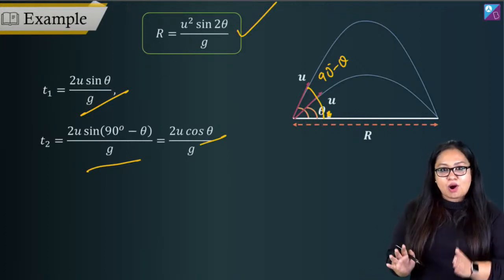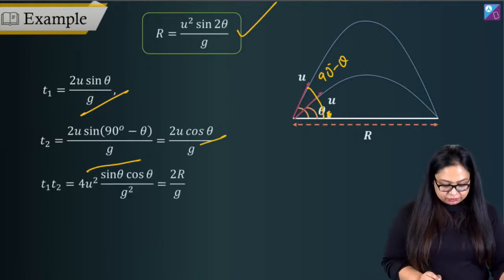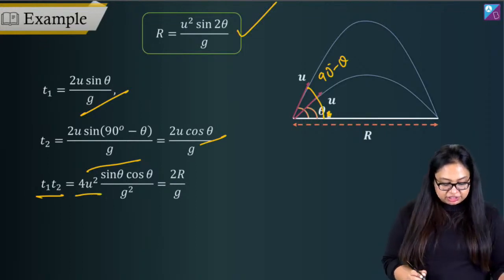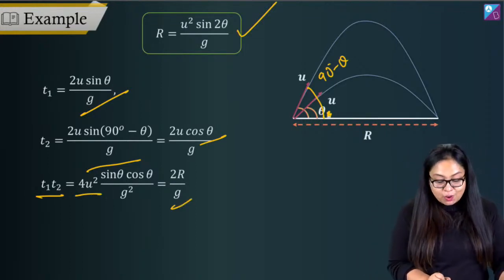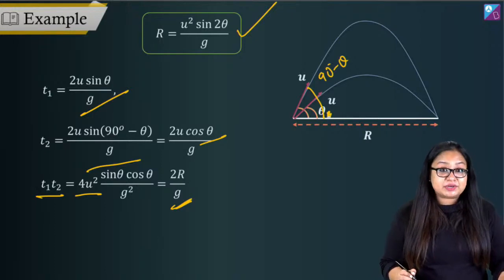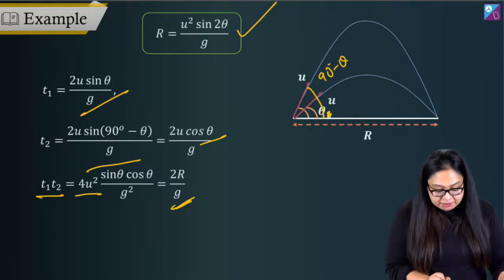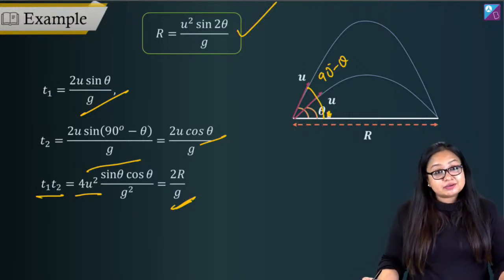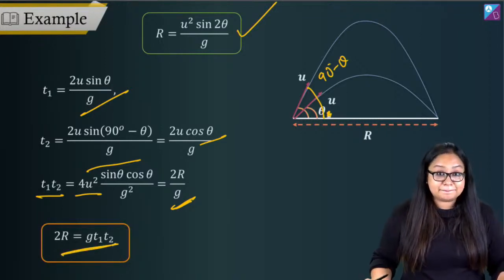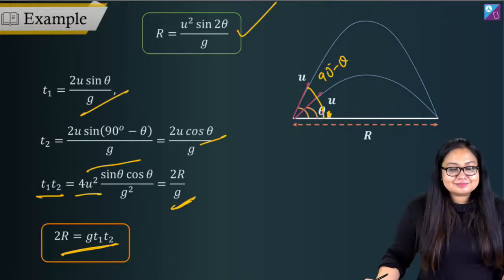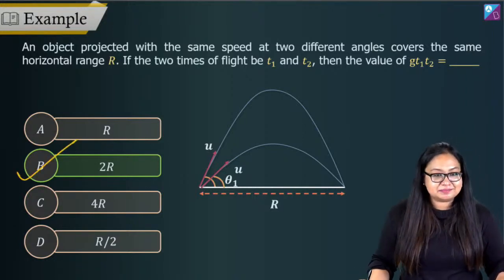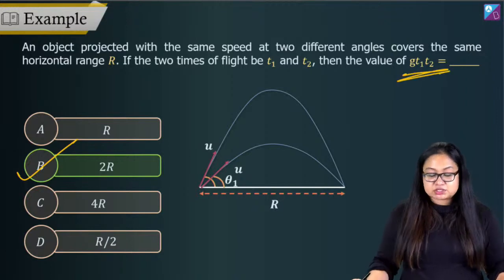Now, we want to find out the value of half g T1 T2, g by 2 T1 T2. So, T1 T2 will be, just multiply them, 4u square sine theta cos theta by g square, and this is 2R by g squared, isn't it? 2 sine theta cos theta is sine 2 theta and u square sine 2 theta by g is R. So now this comes about as 2R by g. What do we want? We want the value of half g T1 T2, which is R. Wait, g T1 T2 is 2R. What answer is this? 2R is option number B. So option number B is the correct answer. G T1 T2 is what we talked about.